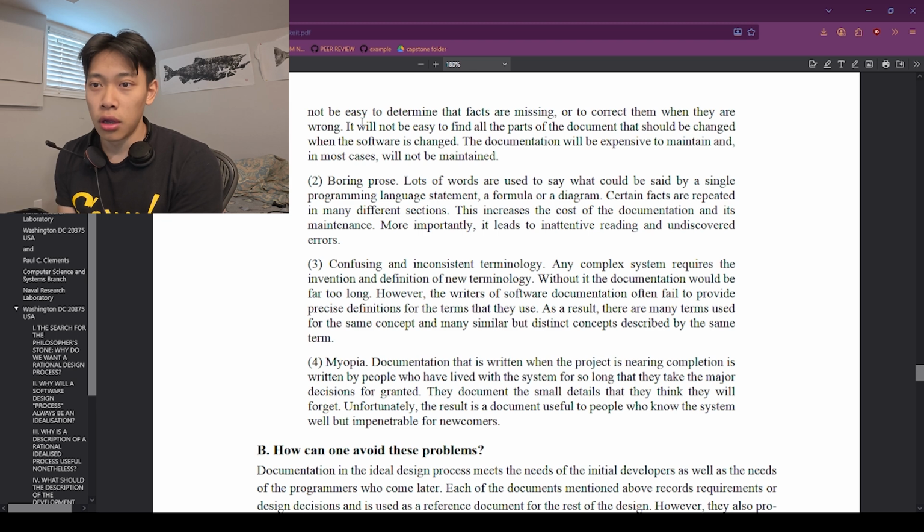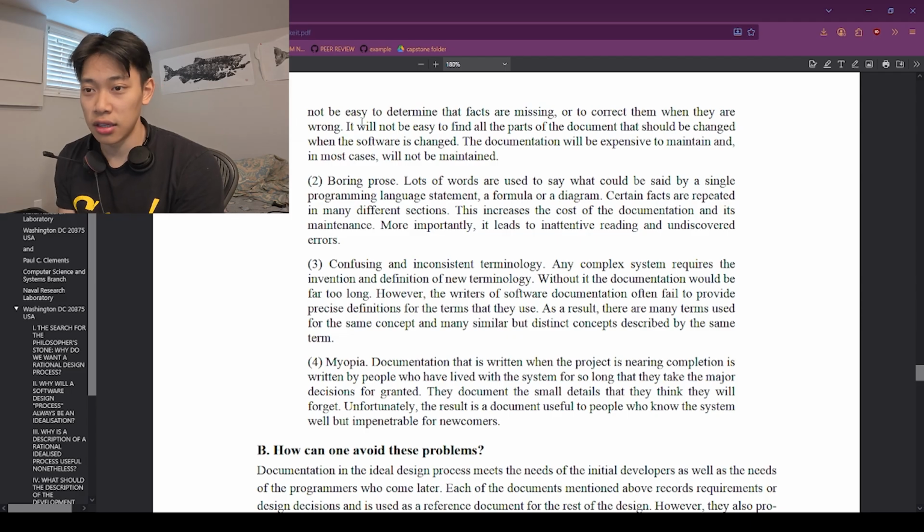2. Boring prose. Lots of words are used to say what could be said by a single programming language statement, a formula, or a diagram. Certain facts are repeated in many different sections. This increases the cost of the documentation and its maintenance. Most importantly, it leads to inattentive reading and undiscovered errors.